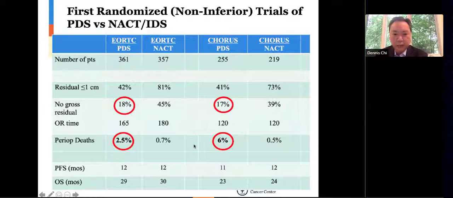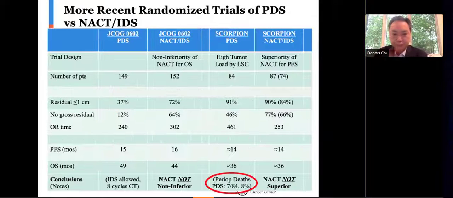And also, as we'll talk about a little bit more, in these cases, maybe it was case selection of maybe sick patients or very extensive disease. In the primary debulking arm, the perioperative deaths were a little bit on the high side, if you ask me.